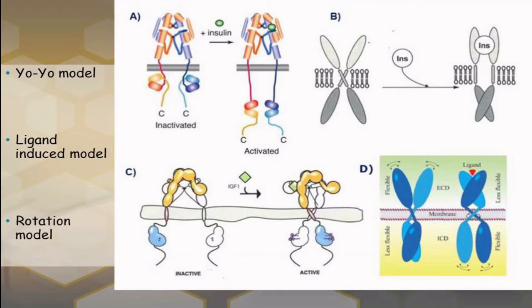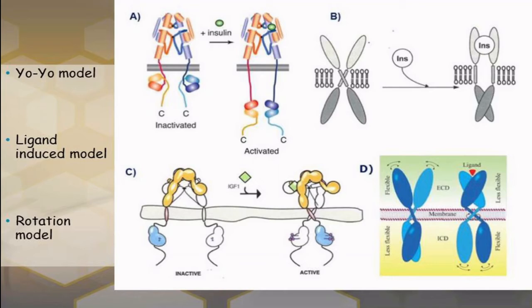In the second model, B, you can see that the receptor is cross-linked in the transmembrane domain before the binding of the ligand, that is insulin. After insulin binds, the cross-linking of the transmembrane domain is relaxed, and the cross-linking now happens in the intracellular domain.